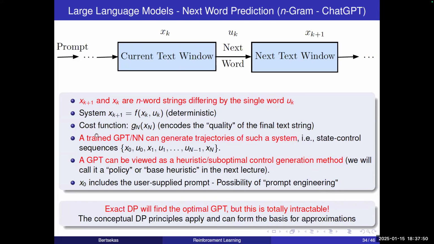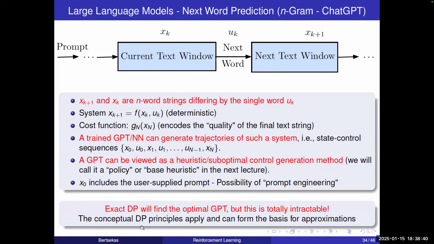Okay, given that we have modeled this problem as a dynamic programming problem, in principle it can be solved by exact dynamic programming, but only in principle. The reason is the state space is enormous. It's gigantic. All the possible words, in the context of large language models typically referred to as tokens, number in the tens of thousands, and the size of the text window is growing tremendously. So all the possible combinations of text strings are too big to compute or to store in any computer. So it's totally intractable.